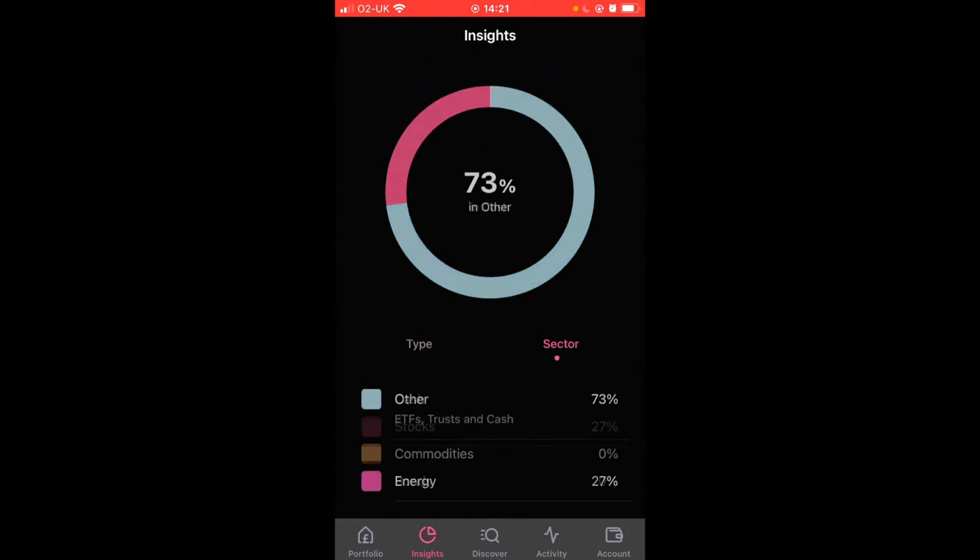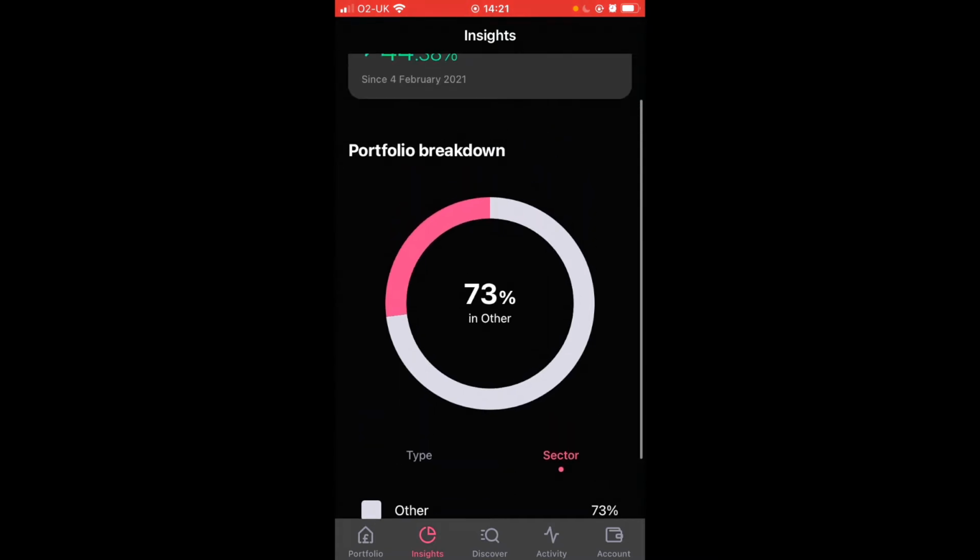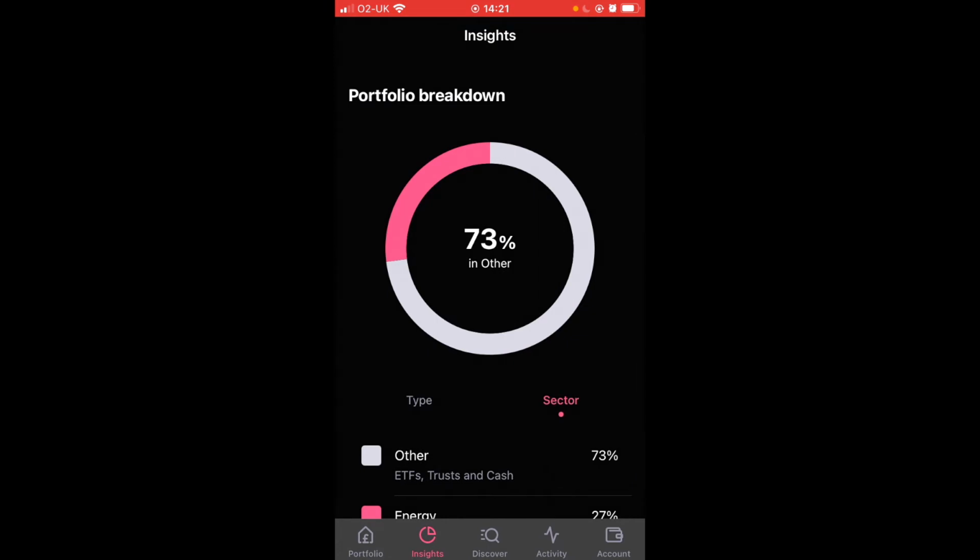What I can also do is break it down by sector and the type of investments that I currently have. This doesn't really provide any value in terms of insights, apart from the fact that you can rebalance your portfolio if you have specified targets for what you want your portfolio to constitute of.